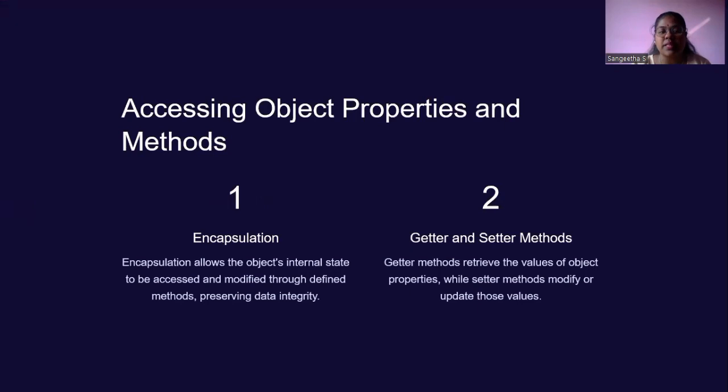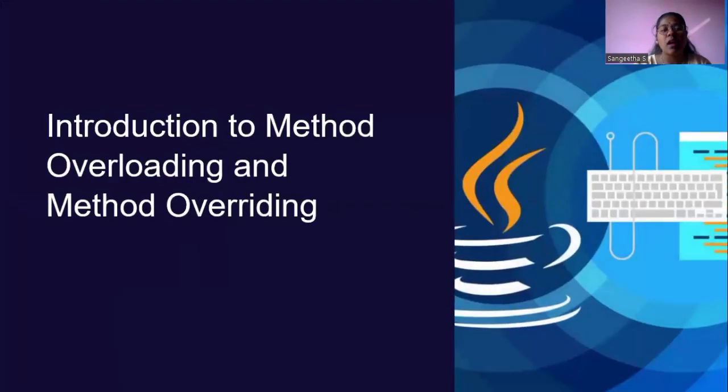Accessing object properties and methods. Encapsulation. Encapsulation allows the object's internal state to be accessed and modified through defined methods, preserving data integrity. Getter and setter methods. Getter methods retrieve the values of object properties, while setter methods modify or update those values.